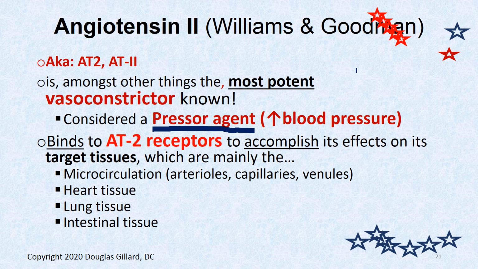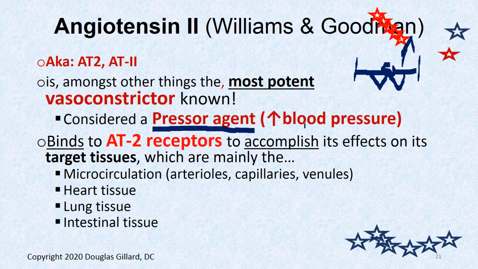Or you can think of somebody doing a bench press. This is why I don't draw. But there's a barbell, and somebody is doing a bench press here, pressing this barbell upwards. So pressor means to go up with blood pressure.